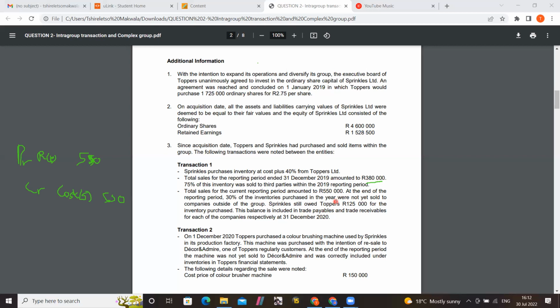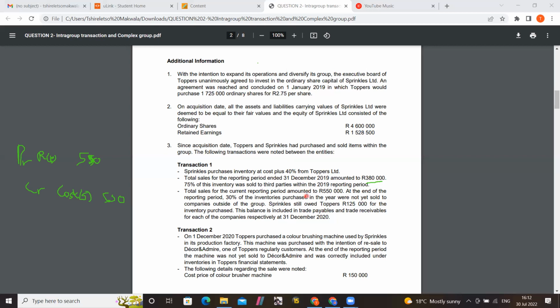So 550,000 multiplied by, what do you want here? You want the profit generated by this amount, because we want the unrealized profit. So the profit generated by this amount, how much profit did they get? It's 40. What you want is 40 over 140 over what you have. So that's basically the profit.